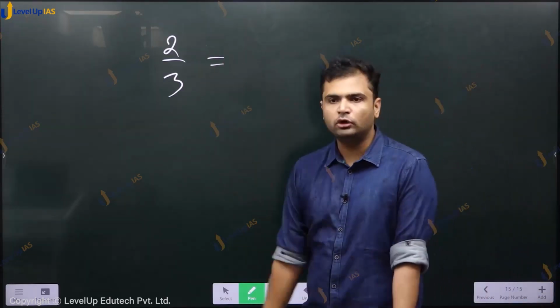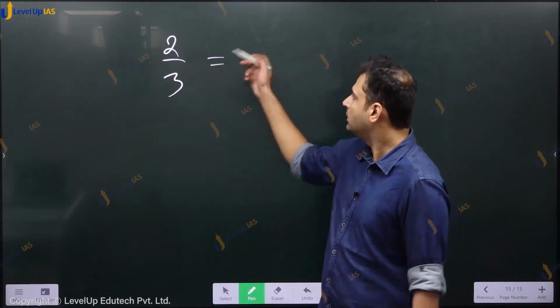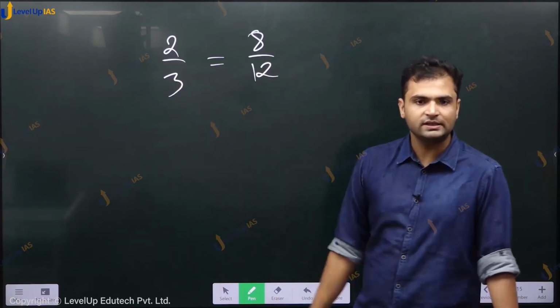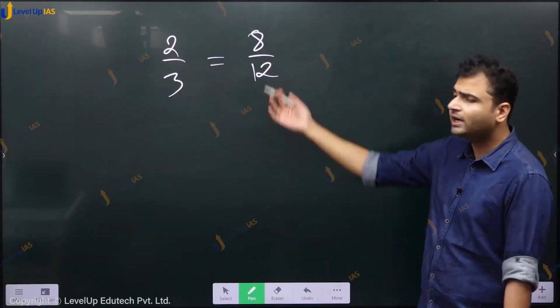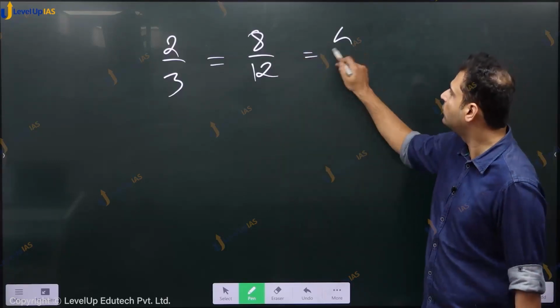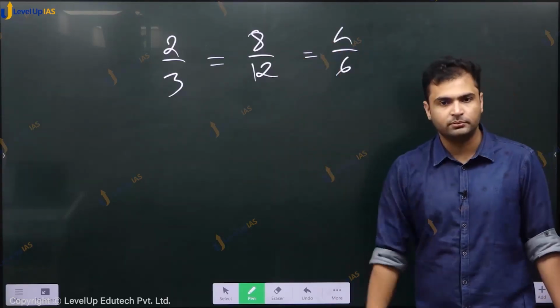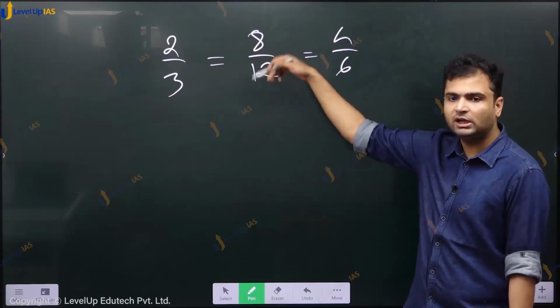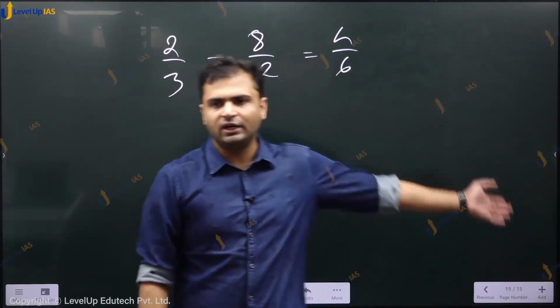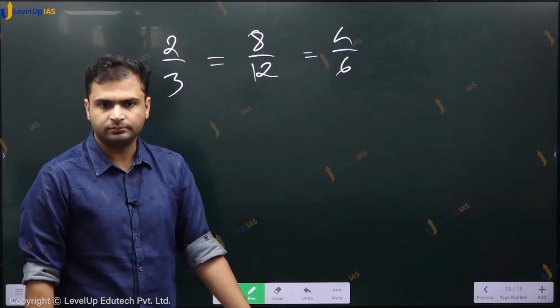I can multiply both by, let us say, 4. I'll get 8 by 12. The value of both is the same. Or I can divide this 8 by 12 by, let us say, 2. I'll get 4 by 6. The value of them is the same. I can divide or multiply both numerator and denominator by the same number and the value of the fraction will not change.